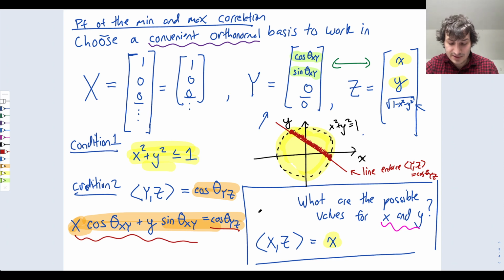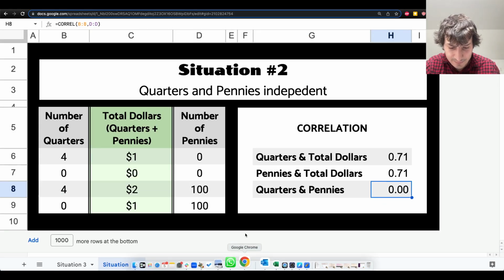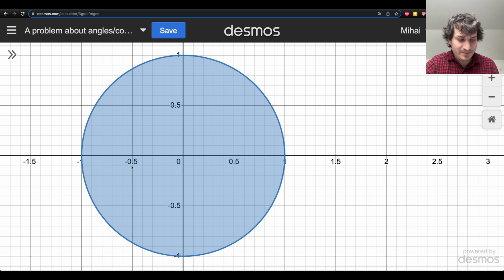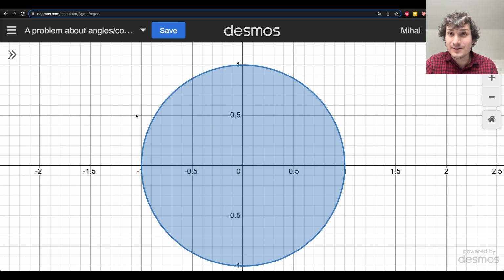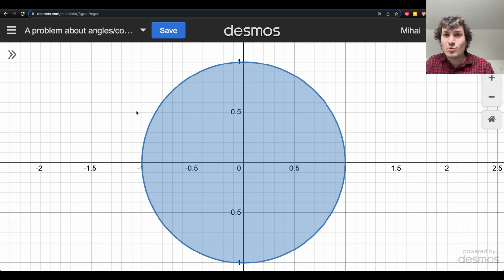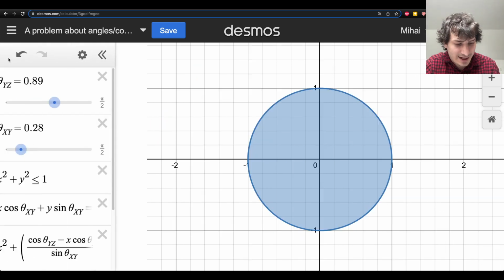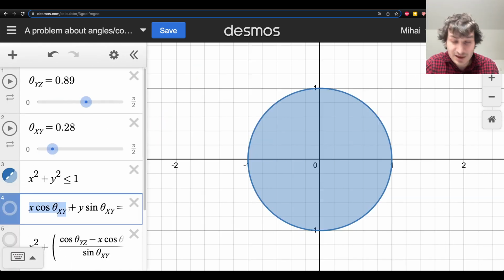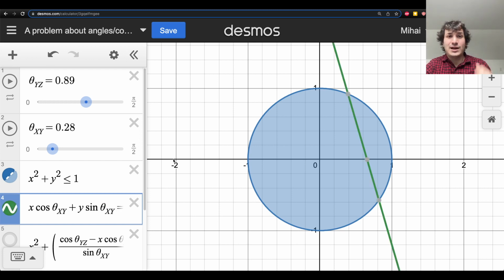And I visualized this in Desmos for you because I love Desmos. So here it is. Here is the unit circle, x squared plus y squared less than or equal to 1. This is why I called them lowercase x and lowercase y, so that I could plot them in Desmos. And I have the equation x times the cosine of theta xy plus y times the sine of theta xy equals the cosine of theta yz. Let me plot that line for you here, as a green line.